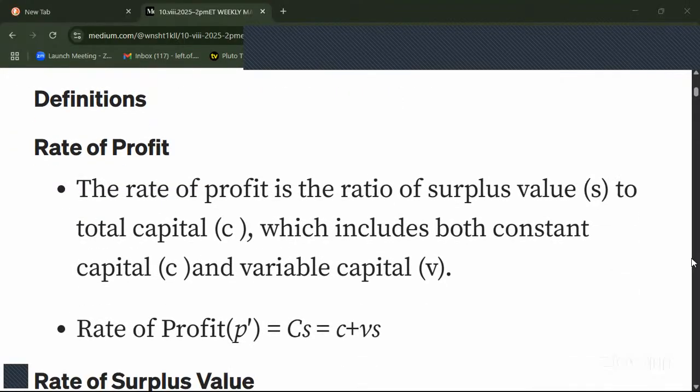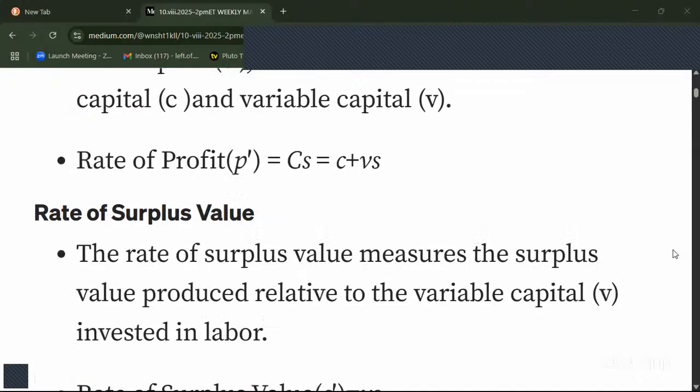So the rate of profit is the ratio of surplus value, S, lowercase s, to total capital C, which includes both constant capital, lowercase c, and variable capital, lowercase v. Now, rate of profit, P prime equals s over C, which equals s over c plus v.